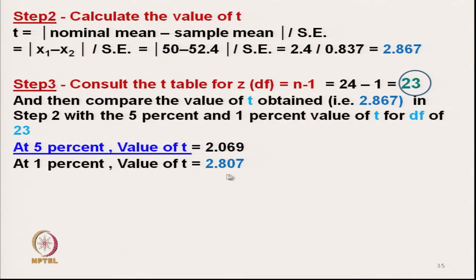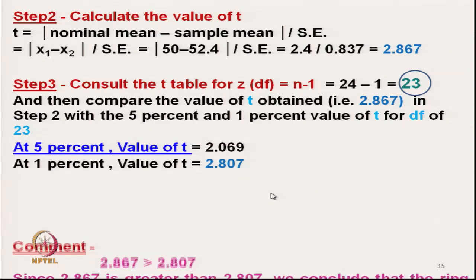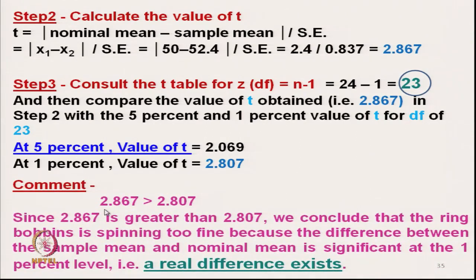2.069 and 2.807, these are taken from the table, okay, and our calculated value is what we have achieved, this 2.867. Now, this 2.867, when we compare with this table value, it is higher than both values, higher than the 1% level. That means our conclusion is that 2.867 is more than 2.807. At the 1% level, which is always higher than the 5% level, it is greater than 2.807.